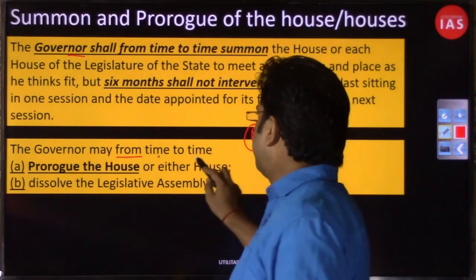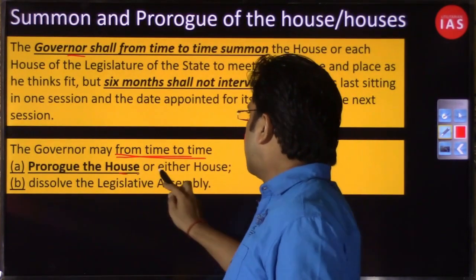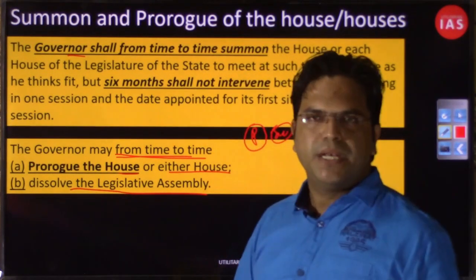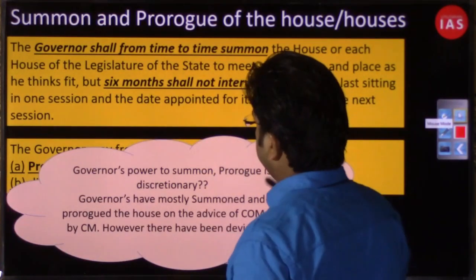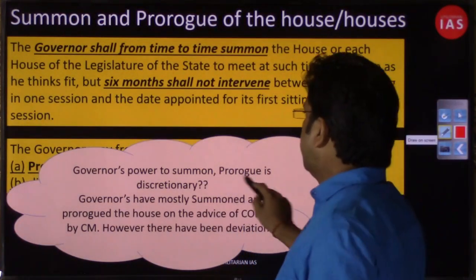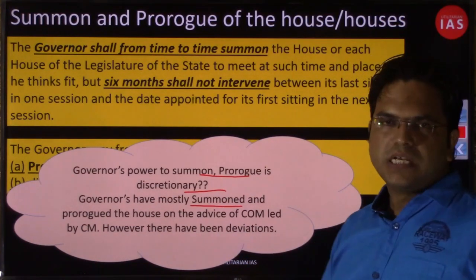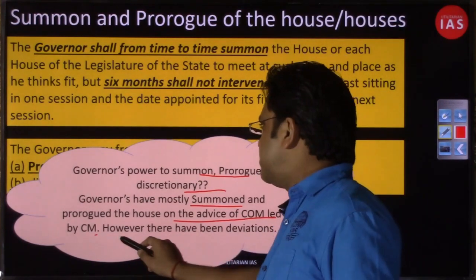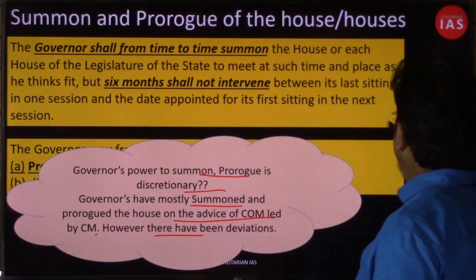The governor may, this was about summon. The governor may from time to time prorogue the house or either house, or he can dissolve the legislative assembly as well. I hope these points you would have understood, right? So is the governor's power to summon and prorogue discretionary? Governors have mostly summoned and prorogued the house on the advice of the council of ministers led by the chief minister. However, there have been deviations in certain cases. So I hope you have clarity on these points.